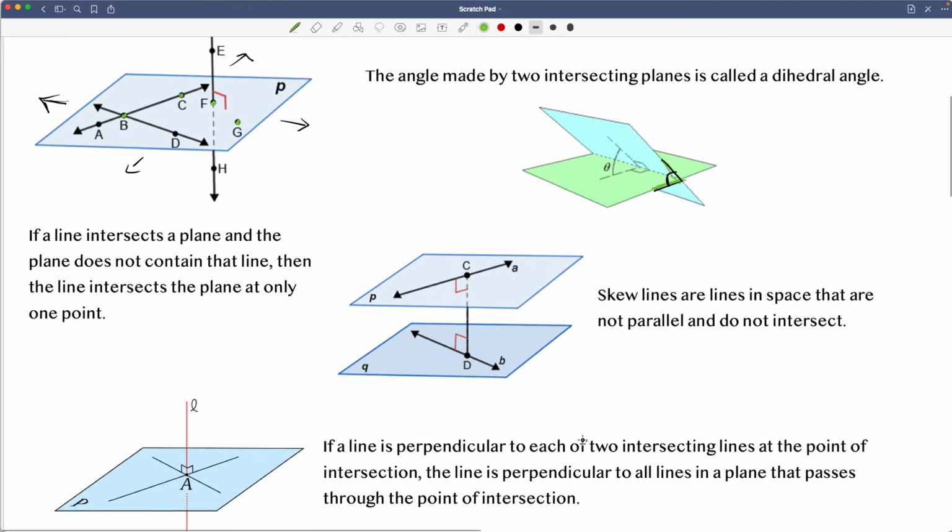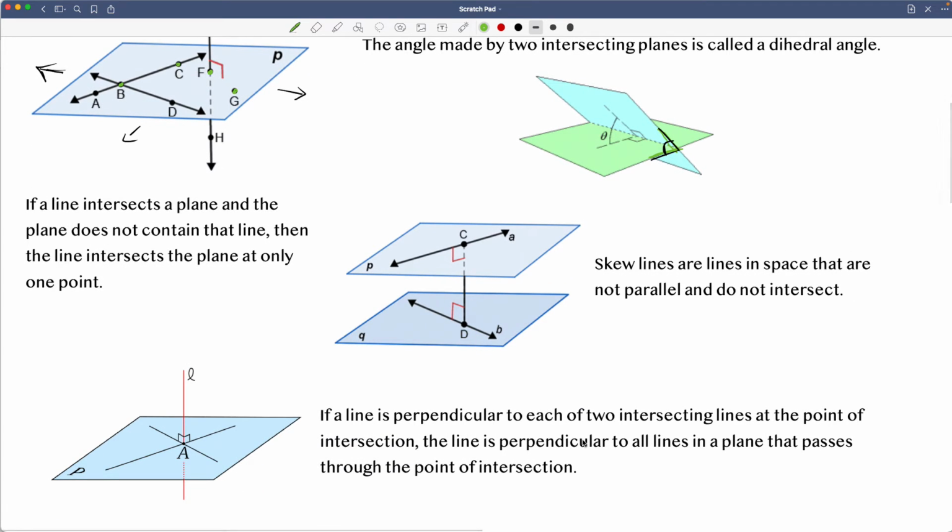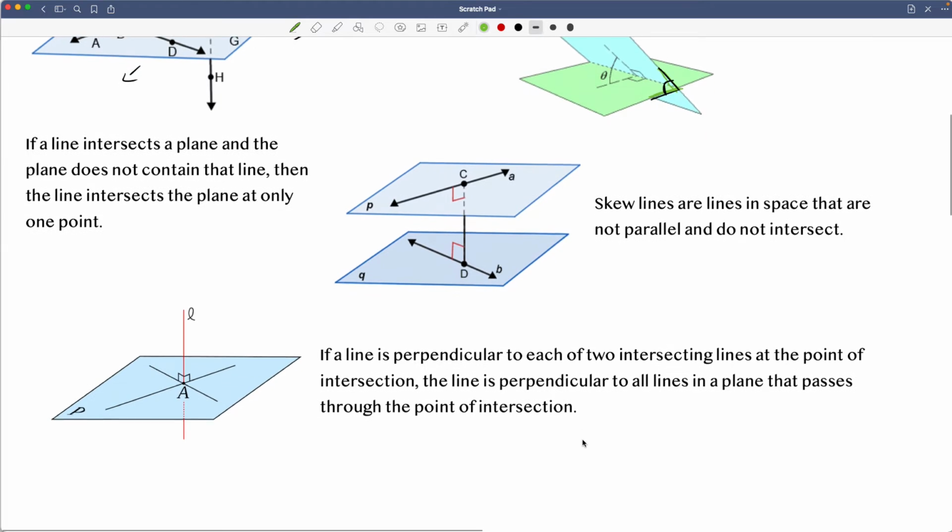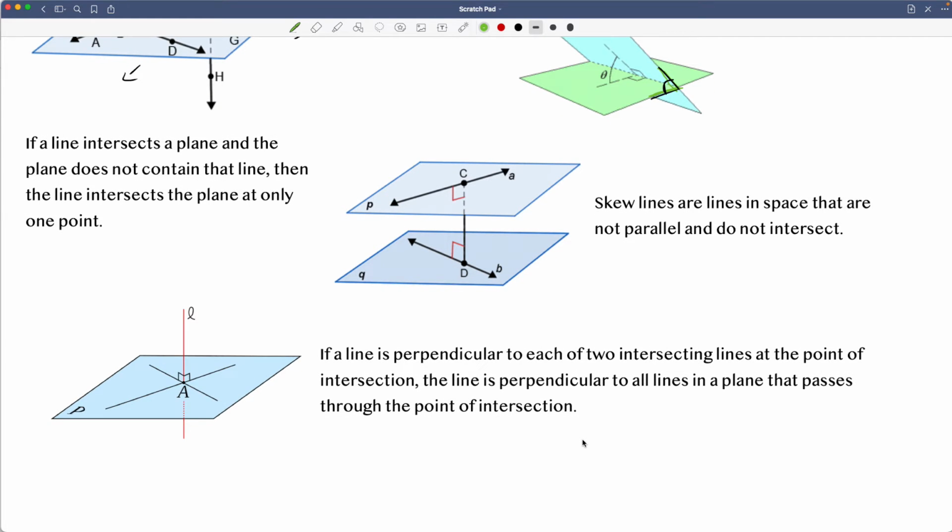Skew lines are lines in space that are not parallel and do not intersect. They don't have anything to do with each other. They're skew lines. That's their only relationship.